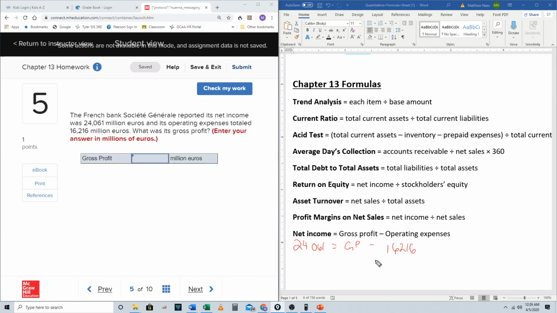Okay, now, if you answered add 16216 to both sides to get gross profit by itself, the gross profit is the sum of these two, you're correct. Okay, you have a formula for gross profit right here. It's just not specifically finding gross profit. Usually you find net income, but this time they're asking for gross profit. So if you want gross profit, take net income plus operating expenses.